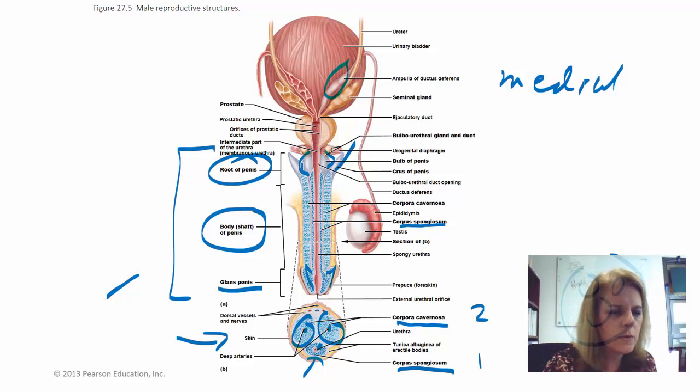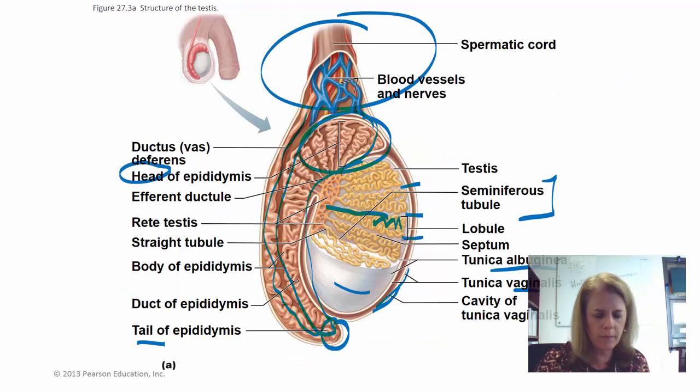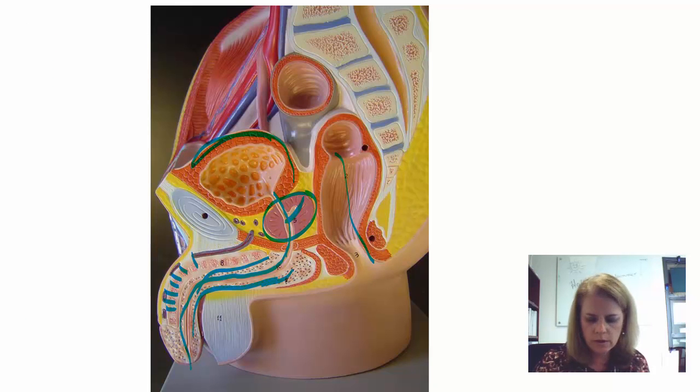Then you have these two little wings that are coming off. That's called the crus. So those are the two separate parts of the, I mean of the penis. You have the root of the penis, which is made up of the crura and the bulb.